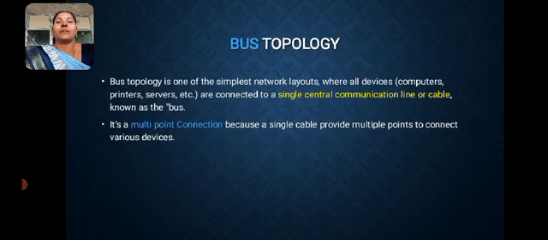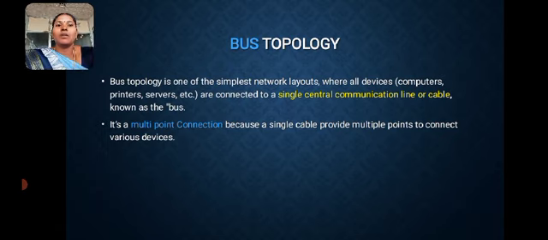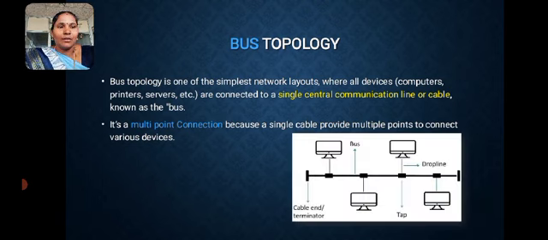Next, types of topology. The first topology is bus topology, which is the very simplest network topology, where all devices, such as computers, printers, servers, etc., are connected to a single communication medium, a single communication cable or line, which is called the bus. It is also called a multi-point connection because a single cable provides multiple points to connect various devices. This is the diagram of bus topology. Here, four computers are connected with a single medium.